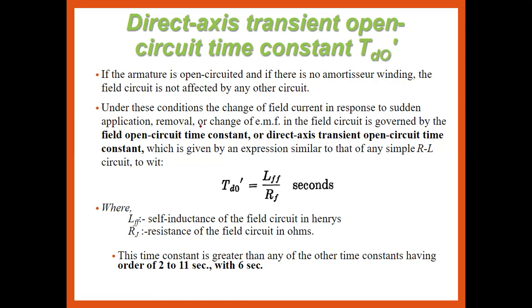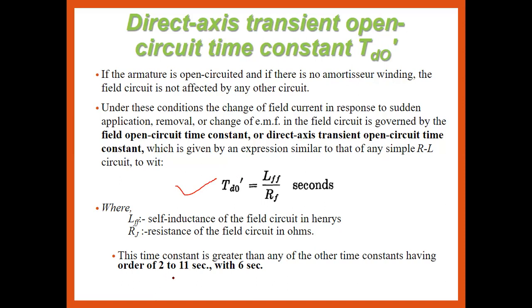So the direct axis transient open circuit time constant may also be called the field open circuit time constant, which is similar to a simple RL circuit. We can write TD0 dash equals LFF upon RF. It's nothing but the ratio of inductance upon resistance: the self inductance upon the resistance of the field winding, whereas the armature is open circuit. This is the formula for TD0 dash, the field open circuit time constant or the direct axis transient open circuit time constant.